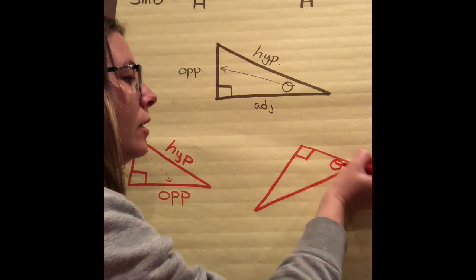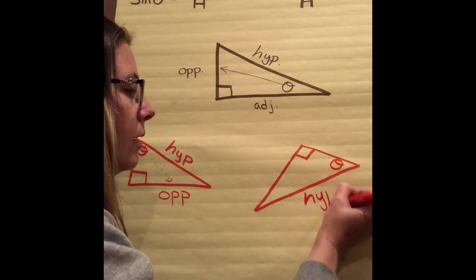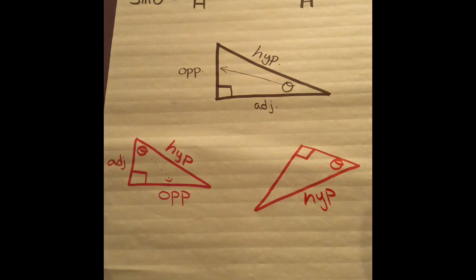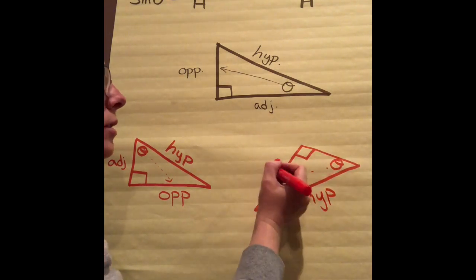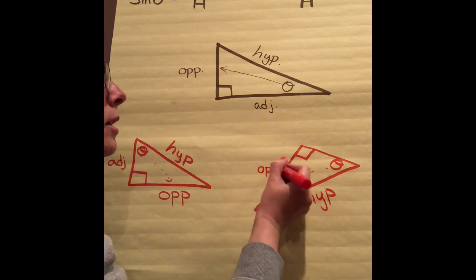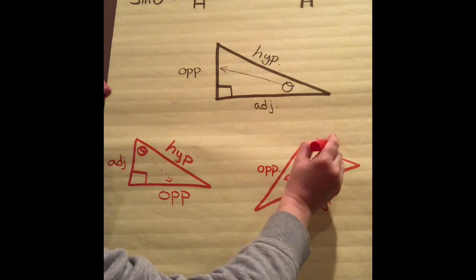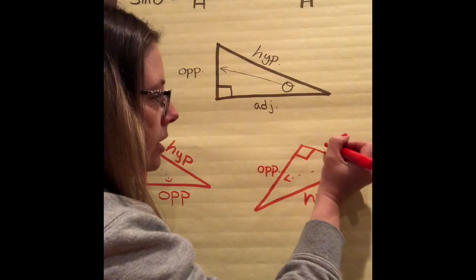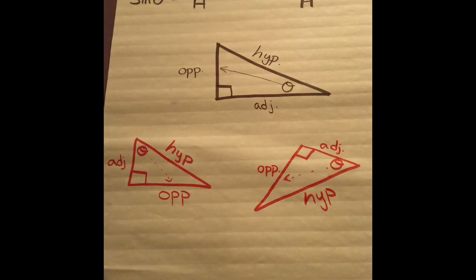Okay, here's the theta. Let's put the theta here. All right, so here's my hypotenuse. It's down here. Across the triangle, opposite the angle, is my opposite leg. And next to the angle is my adjacent leg. And that's how you label the sides. So next up, we'll do some examples.